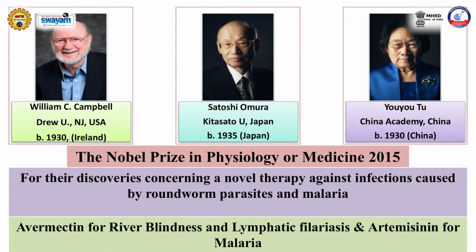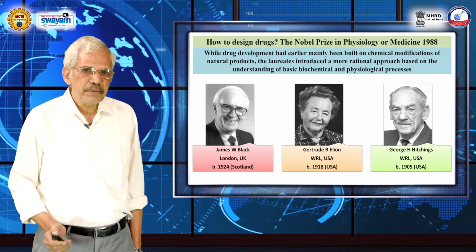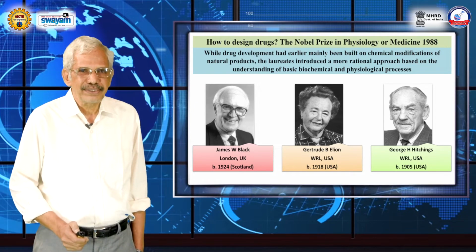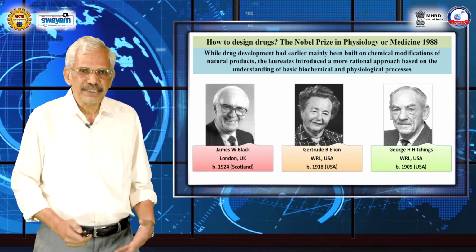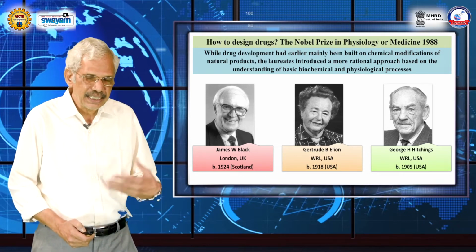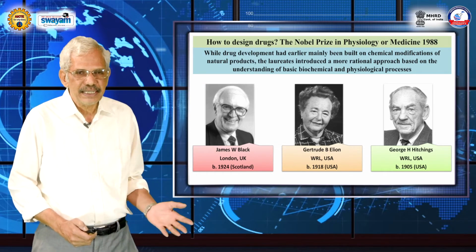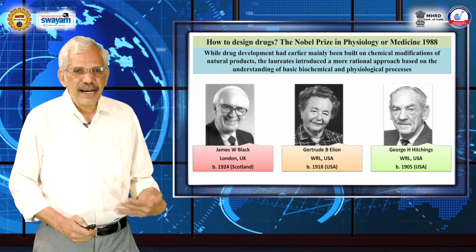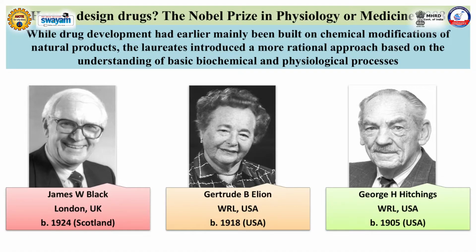Now I've been listing lots of Nobel Prizes. So, well, what's the idea of all this? Well, taking a departure from the traditional hit and trial approach, can we do a more rational approach? That is, can we focus on the biochemical process of disease, look at the physiological process and look at the biomolecular target, and then start thinking of what chemical can interrupt this process so that the person becomes normal. So that kind of idea was initiated by these scientists, Black, Elion and Hitchings, and this was the 1988 Nobel, with a focus on the process for drug discovery.